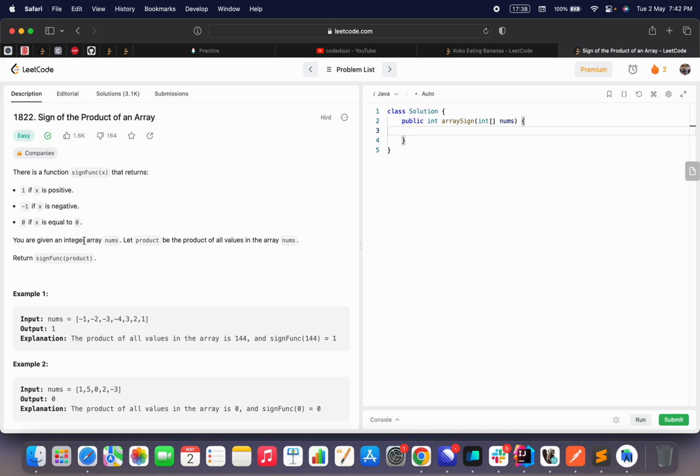You are given an integer array nums. Let product be the product of all values in the array nums. Then you have to return signFunc(product). That is perfectly nice.